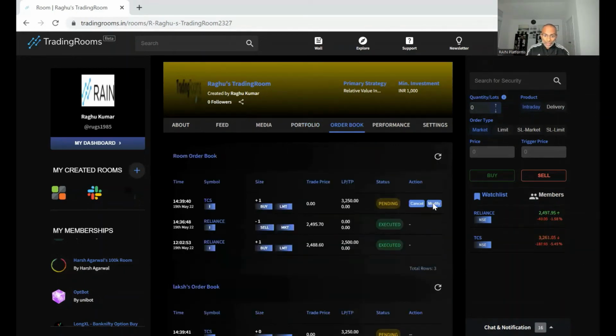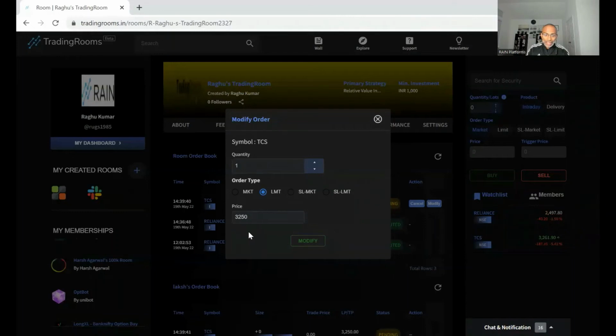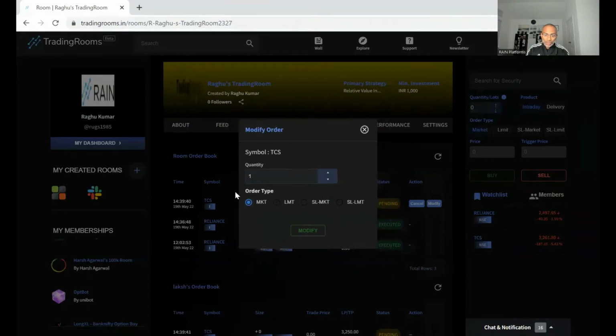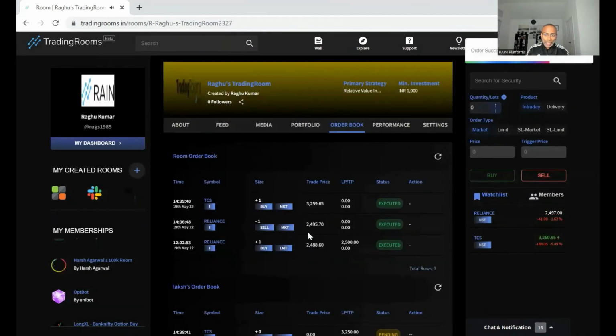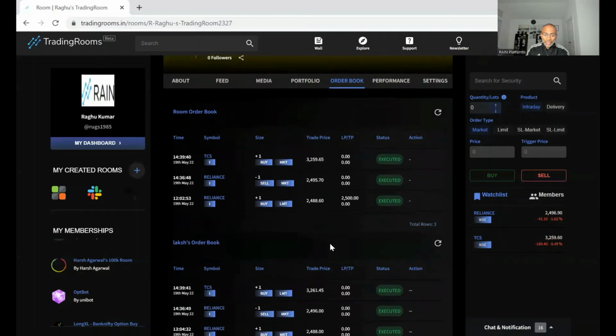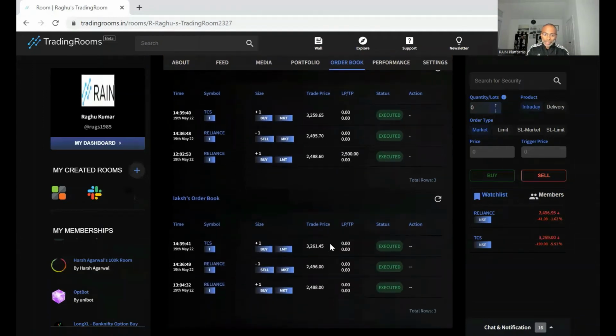So I'm just going to modify this and change it to a market order. Let's click on modify. Now the order has actually gone through and been executed at the room owner level. And if I scroll down, it's also been taken on Lakshmish's brokerage account successfully.